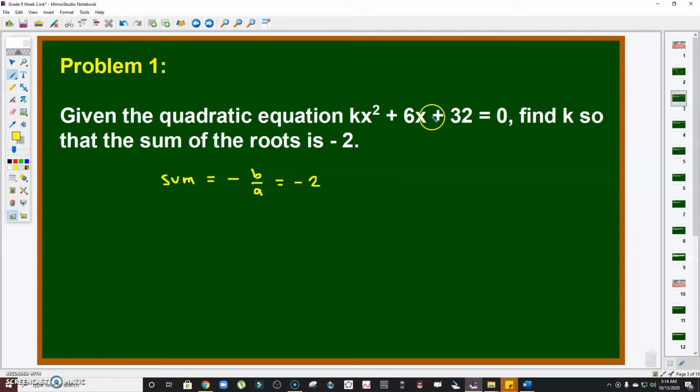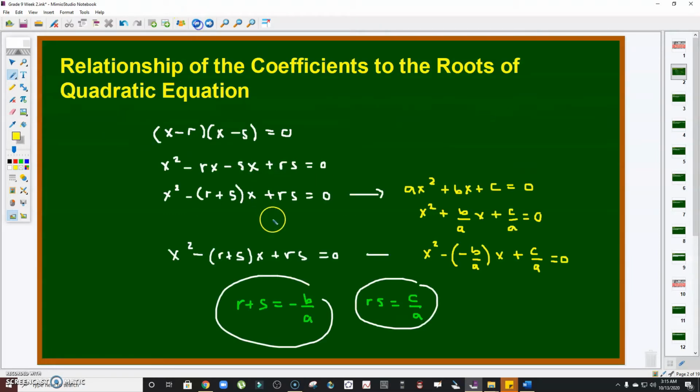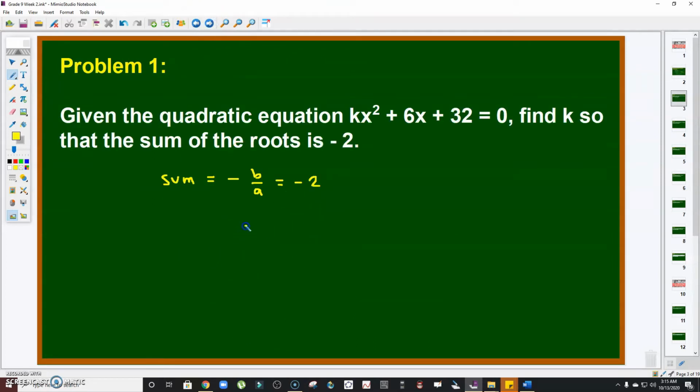From here, we can establish the connection. My b is 6. Following this formula, the sum of the roots is equal to negative b over a, so that is negative 6 over k is equal to negative 2. Therefore, by cross multiplication, I can have k equals negative 6 over negative 2, or positive 3. See that? Pretty simple, right?